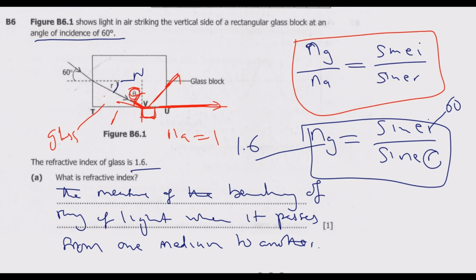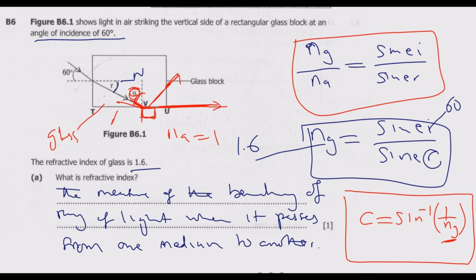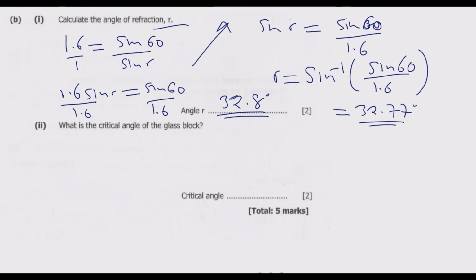Now how do you find that angle? The critical angle, in simplified form, is given by 1 over the refractive index of the medium, in this case the block. So that's what we are looking for. If you are interested in knowing how to derive this formula, please check out the video on our channel where we demonstrate step by step how to derive this formula.